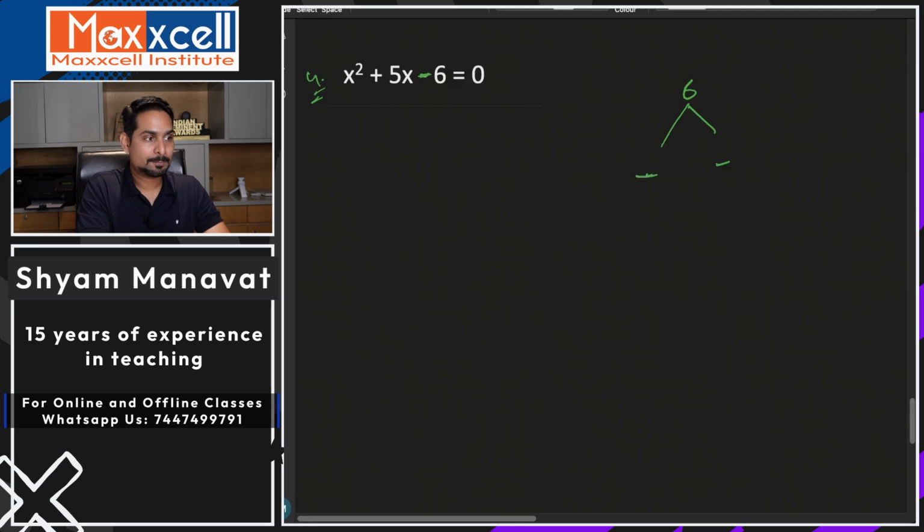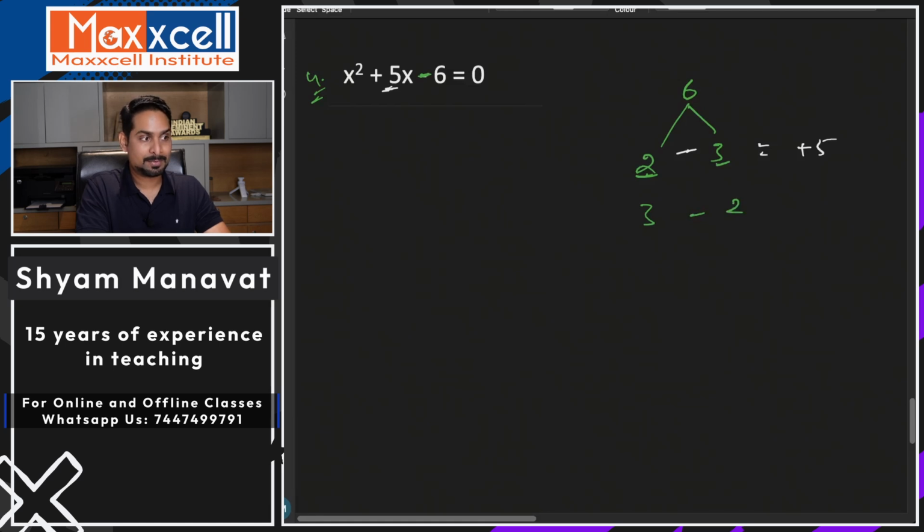So look at the number. The subtraction should be plus 5. Keep in mind, the coefficient of x is plus 5. What are those numbers? 6. I can split in what? 2 into 3? Is 2 into 3? No. 2 minus 3 is 5? No. Is 3 minus 2 5? No.